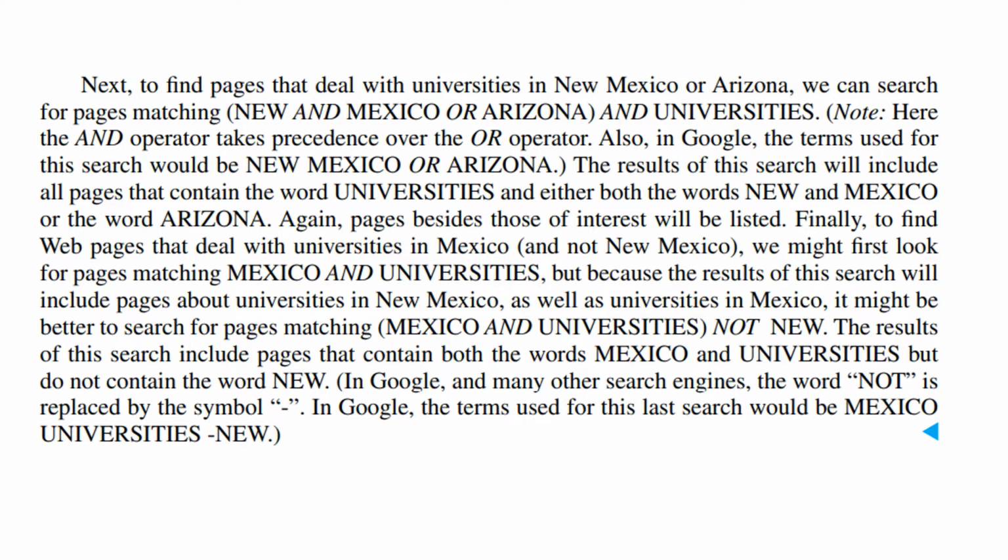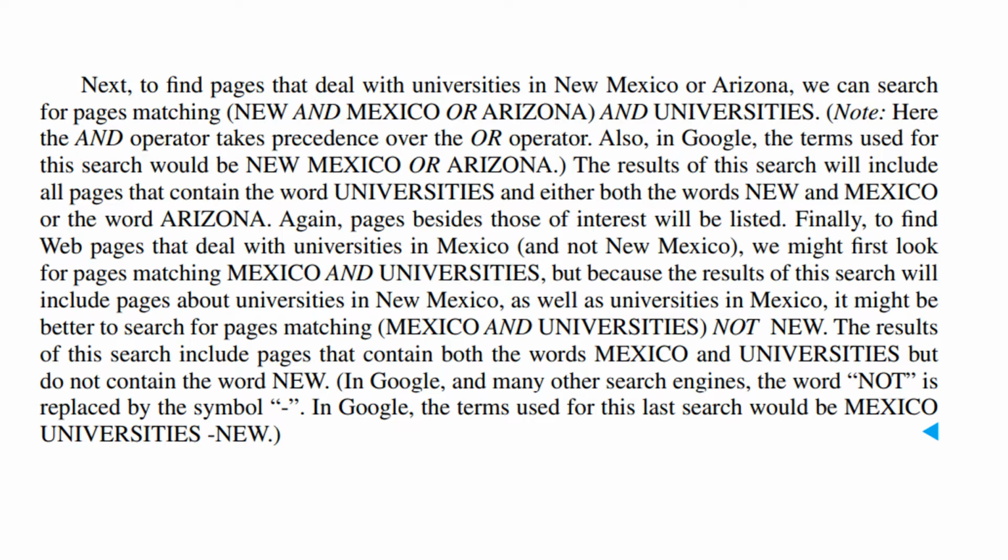Next, to find pages that deal with universities in New Mexico or Arizona, a different example, we can search for pages matching New and Mexico or Arizona in parentheses, because I do that first, and then I do and universities. The and takes precedence over the or operator. Also in Google, the terms used for this search would be New Mexico or Arizona. The results of this search will include all pages that include the word universities and either both the words New Mexico or the word Arizona. Again, pages besides those of interest will be listed.